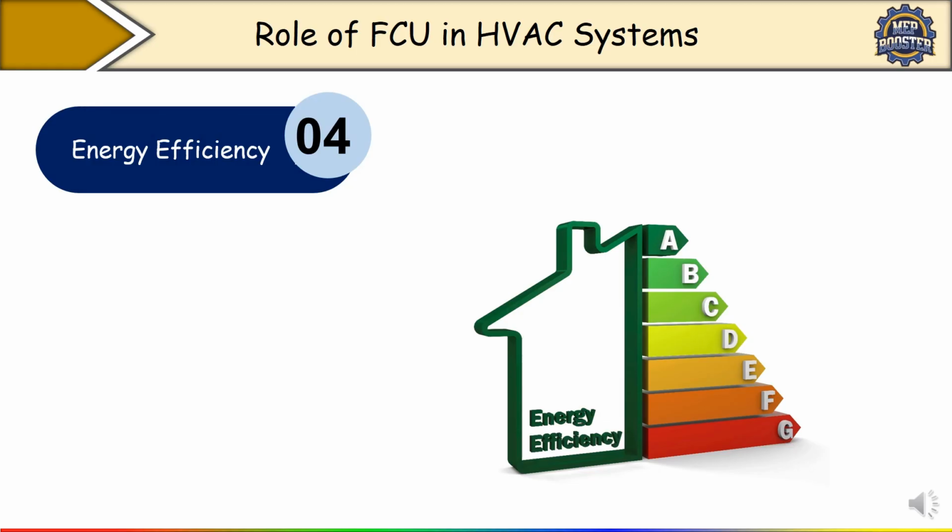Next is the energy efficiency. So FCUs allow energy saving by providing zonal control, meaning they condition only the area that needs heating or cooling rather than conditioning the entire building. Okay, each FCU operates independently, as all of you know, meaning rooms or zones can be heated or cooled individually. So occupants can control their own temperature, reducing the need to over-condition spaces that are unoccupied. So this results in lower energy consumption.